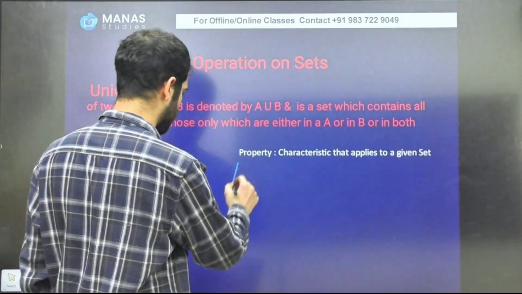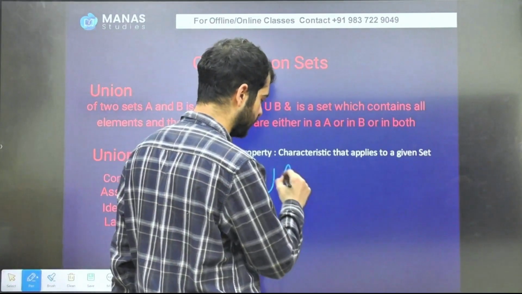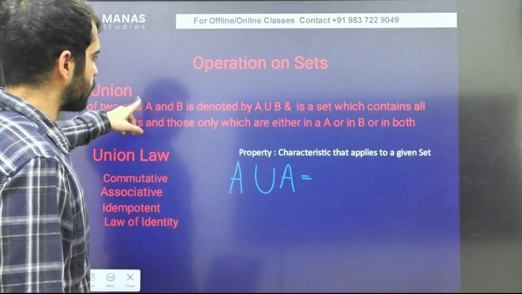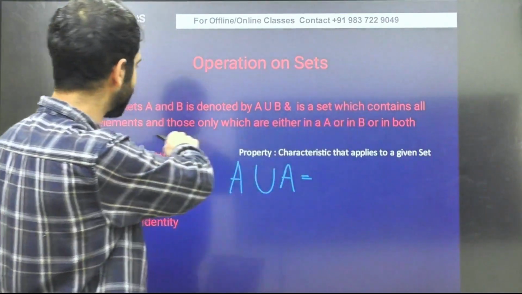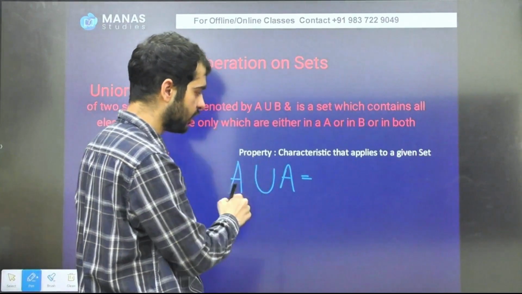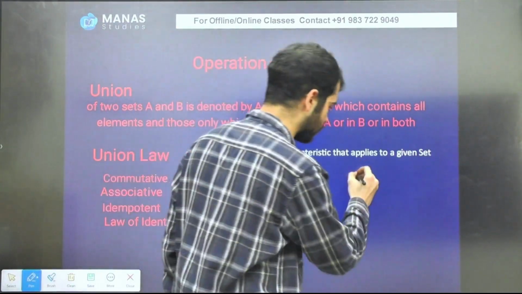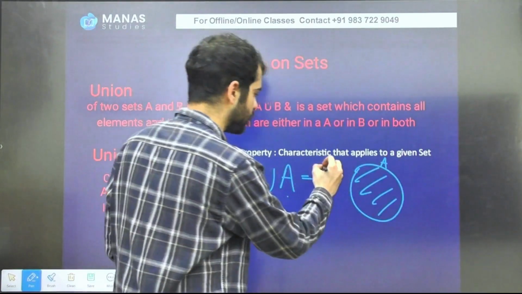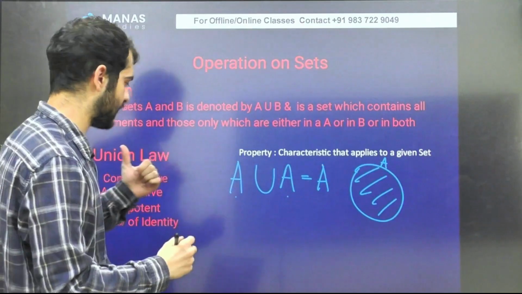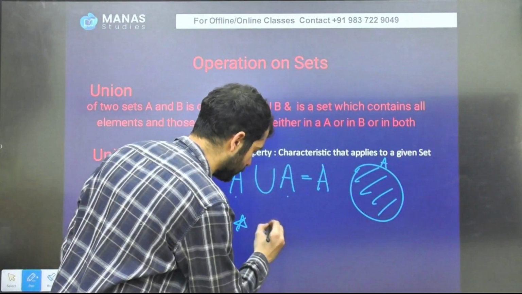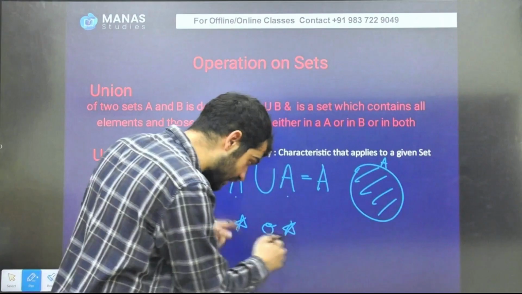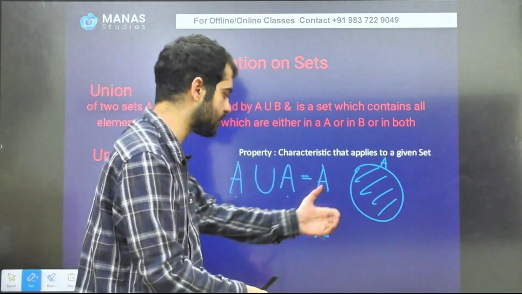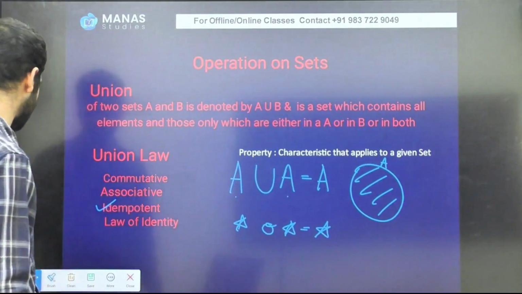As in this case, A union A. What will that be? Let's go by the definition again. A union A is a set which contains all the elements and those only either in A or in both. On the Venn diagram, it will be represented by all the elements inside the set A. So A union A can be written as A. And as we saw earlier, star, some operator, another, the same thing, star, will give us the same thing. Since A union A gives us the same thing, we can say that it is idempotent as well.